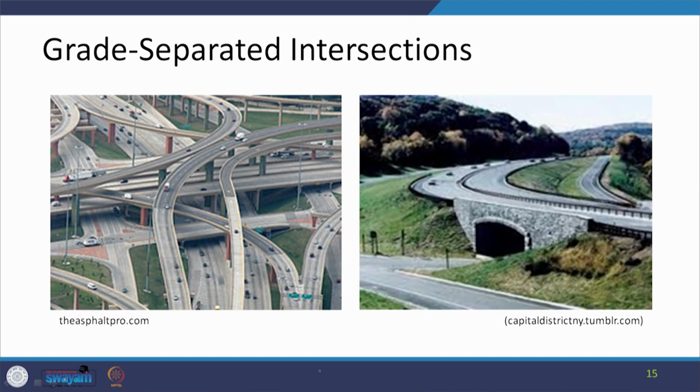So, here you can see that two photographs have been shown. Let us talk first of all about this one. So, what you find is that there is traffic moving in this direction at the top, and there is a crossroad, and this crossroad traffic is going at the bottom of it.